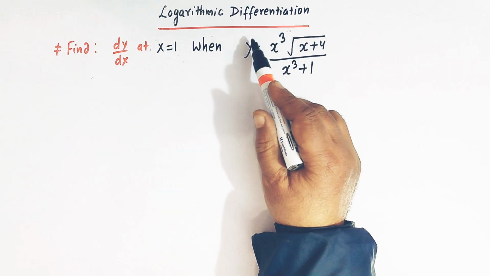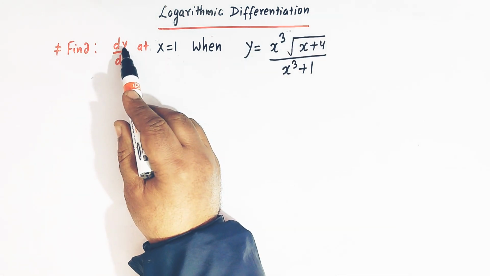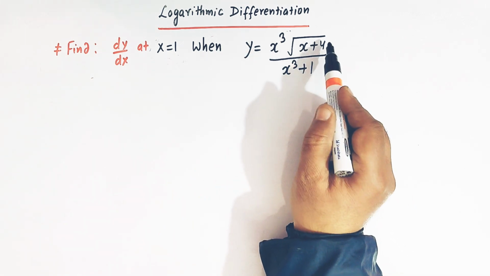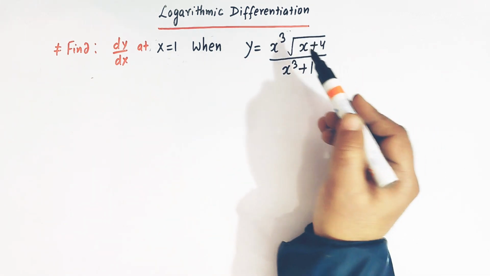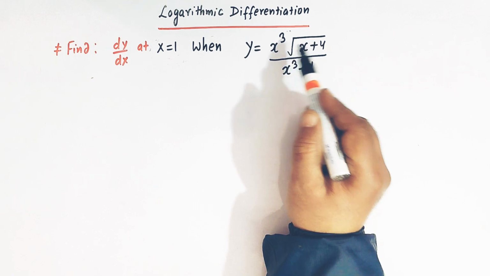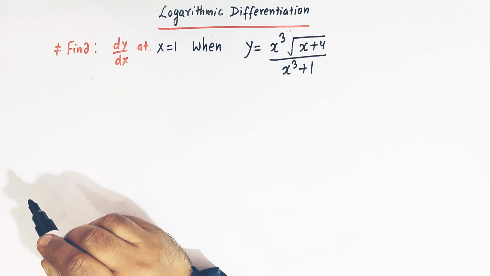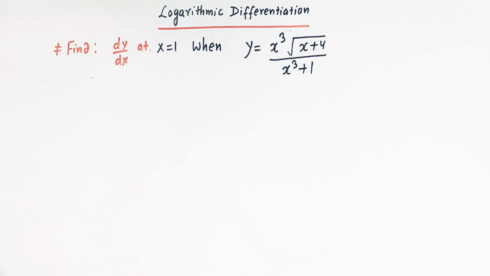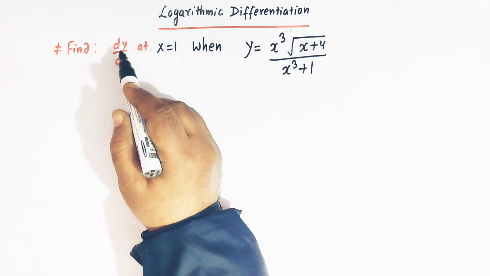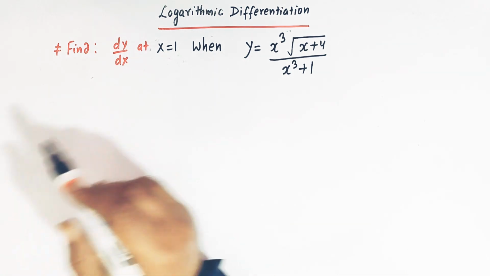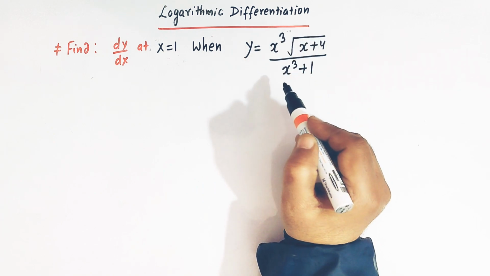Right? So here to find the derivative of y with respect to x, we can make use of the quotient rule and then the product rule. But here we'll prefer the method of logarithmic differentiation by making use of the properties of logarithms. So let us see how we can find the derivative of y with respect to x at x is equal to 1 using the concept of logarithms.